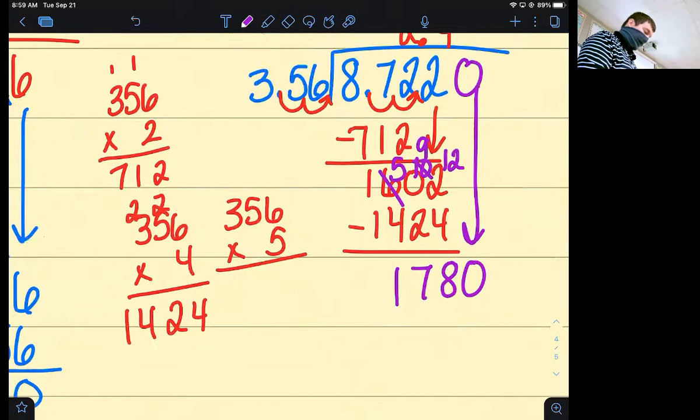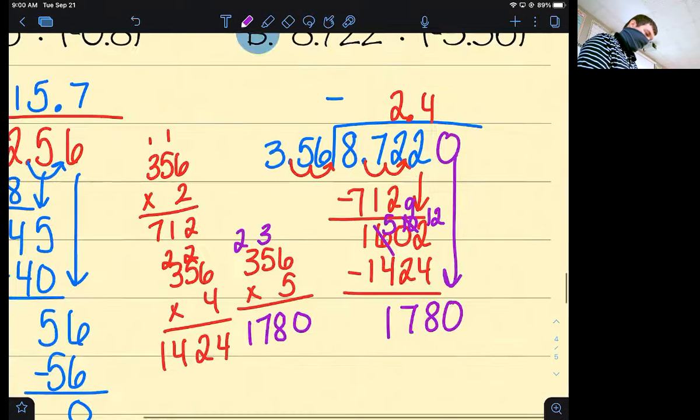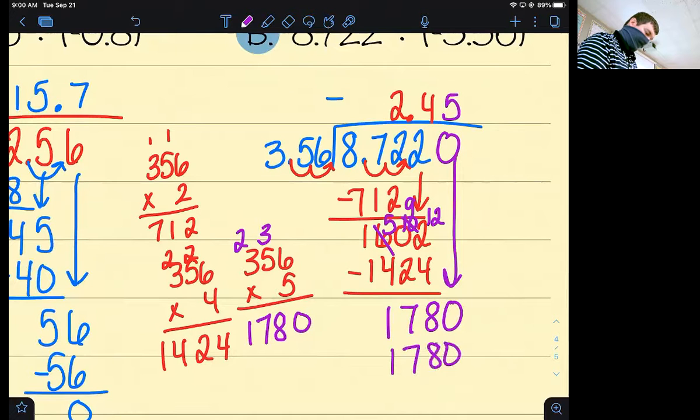Let's see what 356 times 5 is. What's 5 times 6? 5 times 5? 25 plus 3. 5 times 3 plus 2. Look at that. 5 is going to go right there. I subtract and I get my remainder of 0. My answer, and I might need to scooch the negative over a little bit, is negative 2.45.